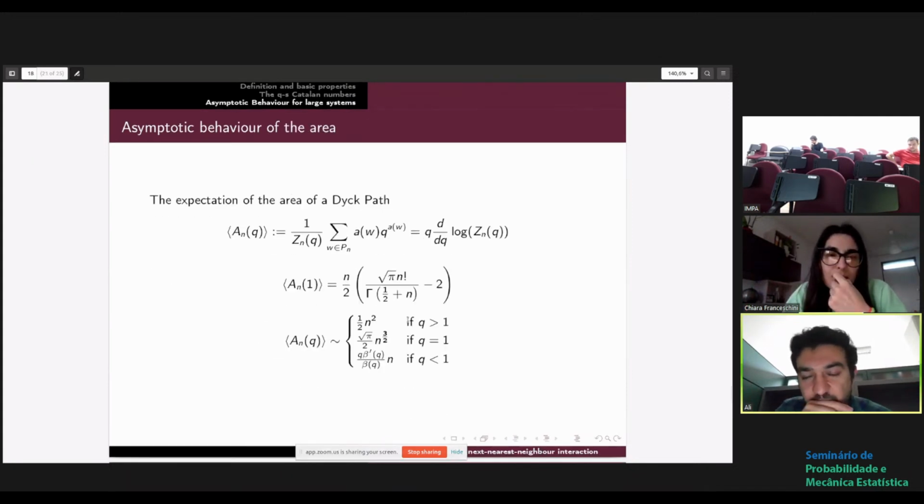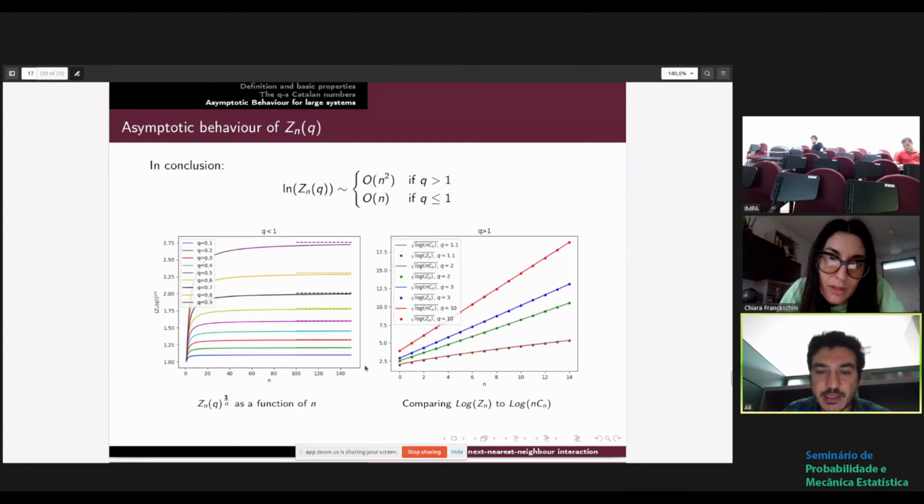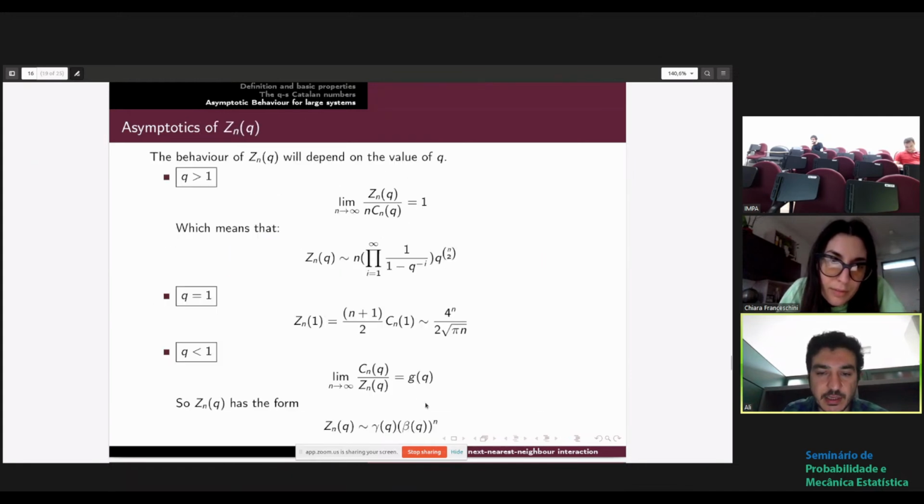What is beta? Sorry? What is beta in the last? Beta is the same function as here.